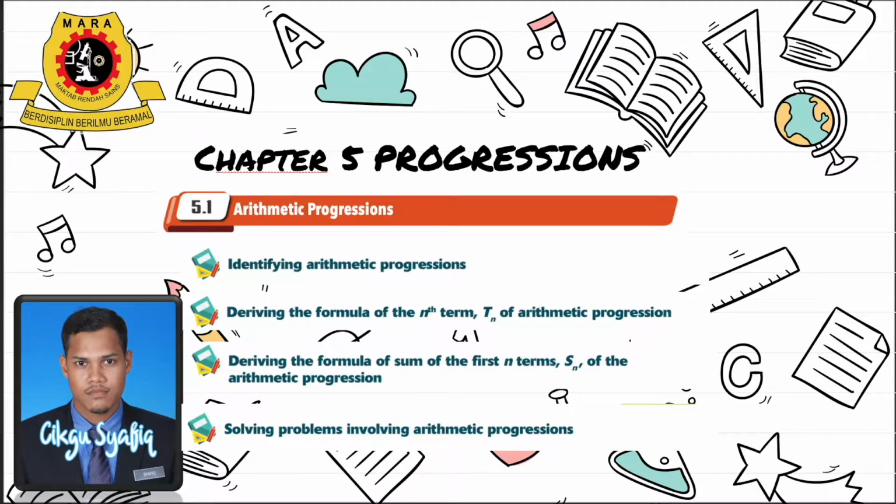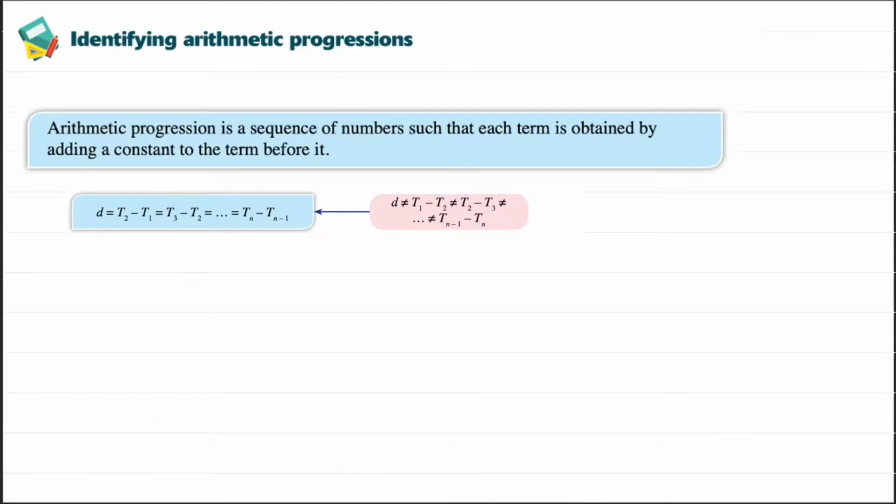Okay, so under 5.1, we are going to look at several subtopics which are identifying arithmetic progressions. Then we're also going to derive the formula for the arithmetic progression Tn, the nth term. We're also going to derive the formula for the sum of the first n terms, which is Sn, of the arithmetic progressions. And we're going to solve problems involving arithmetic progressions. Okay, so without further ado, kita tengok kepada definition of arithmetic progression tersebut.